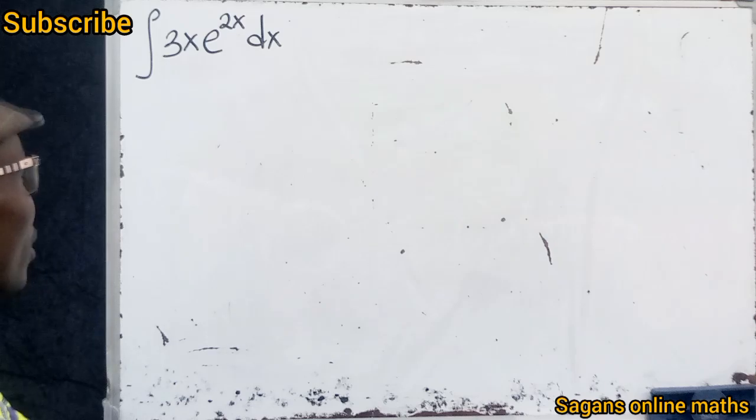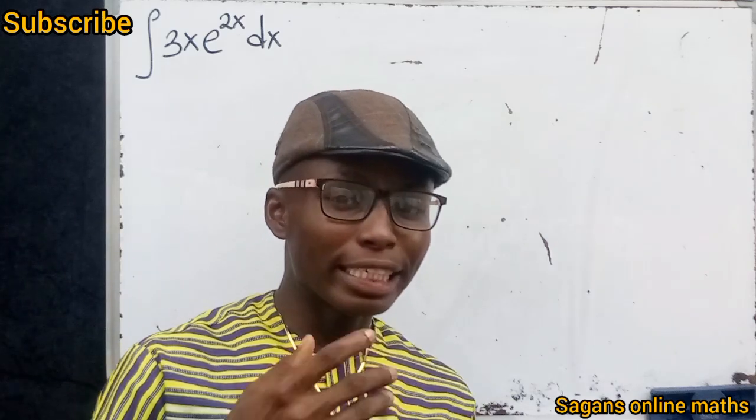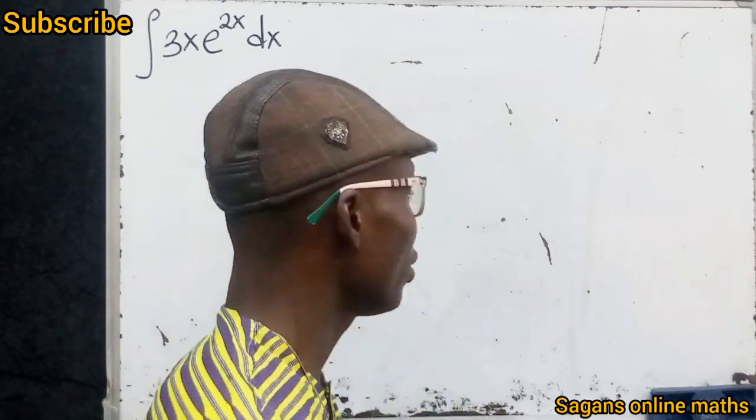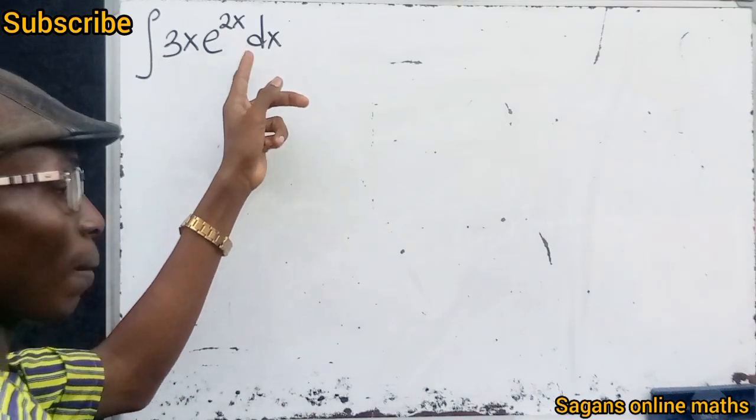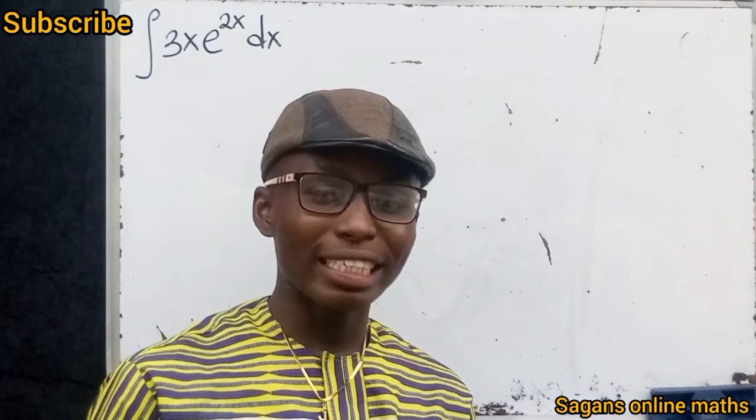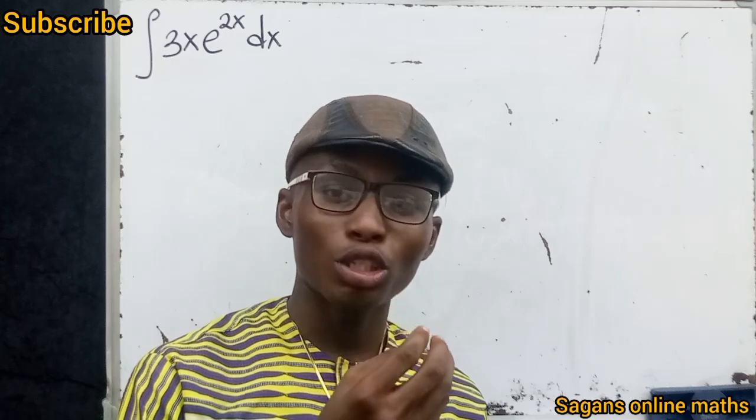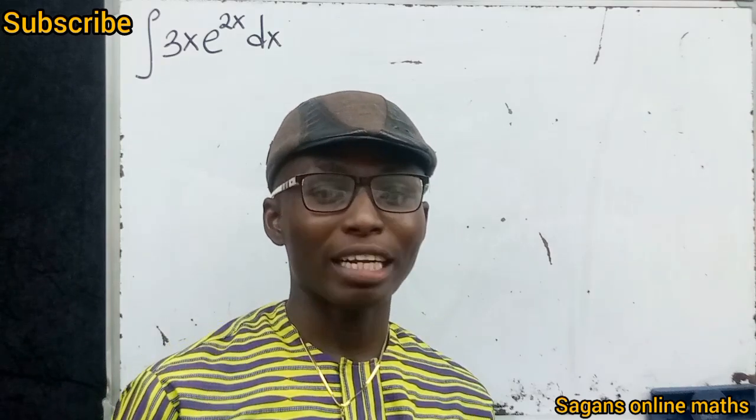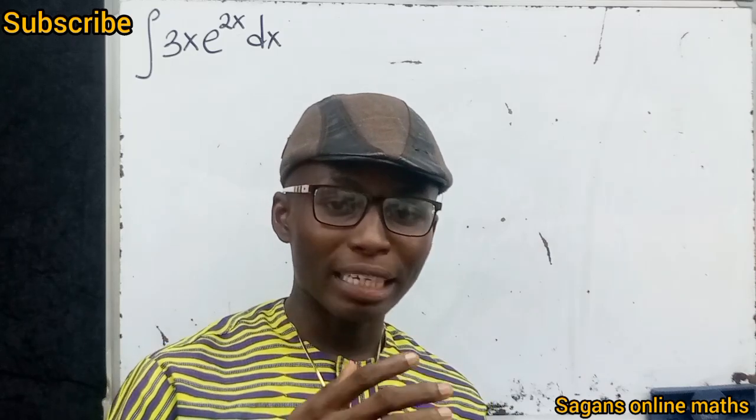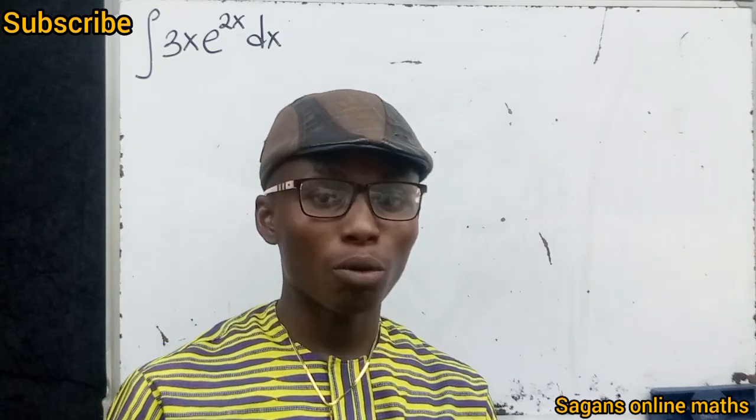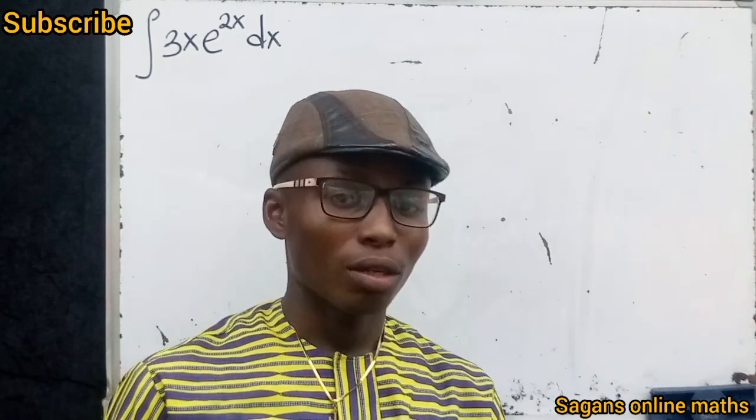It's very simple. Now I want to draw your mind to integration by parts, because here we are having a product: 3x multiplied by e to the power of 2x. But have you heard about the DI table? The DI table is one of the interesting and short ways of working with integration by parts. So in this video, I'm going to use the integration by parts method and also use the DI table.